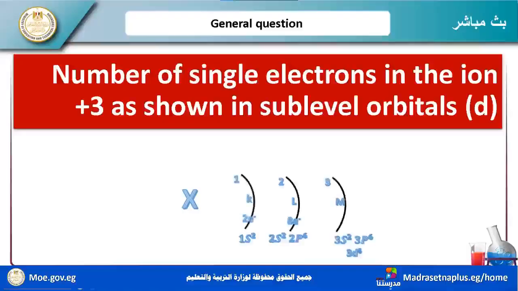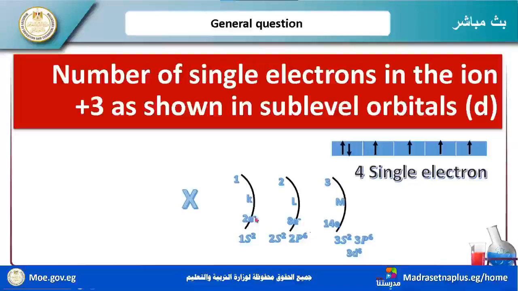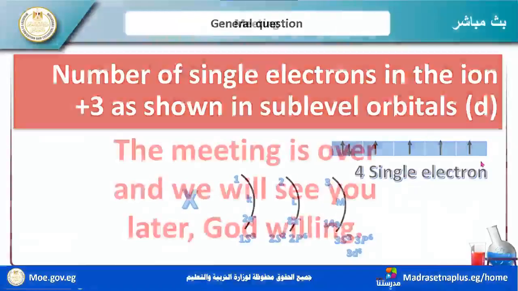we find here 1s2, 2s2, 2p6, 3s2, 3p6, 3d5. Okay, 3d5. Now let's draw the electronic configuration. You find here 1, 2, 3, 4, 5 single electrons.